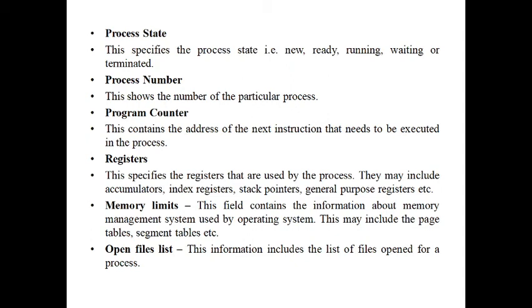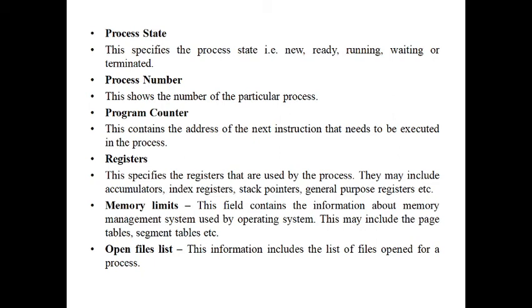The next one is memory limits. This field contains the information about the memory management system used by the operating system. This may include the page tables, segment tables, etc. If you are writing a program and you have written int I equal to 0, this 0 is stored in I, meaning memory is allocated for I. So memory limits contain information about how many bytes of memory are given to that particular I. Everything will be stored in the memory limits.